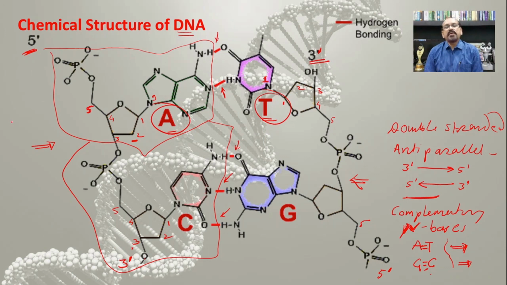And complementary nitrogen bases are nothing but the AT and GC, that is, there is a formation of 2 hydrogen bonds in between the adenine and the thymine, that is the AT, and 3 hydrogen bonds in between the guanine and the cytosine, that is the GC. So in this way we can easily remember the formation of the chemical structure of the DNA.